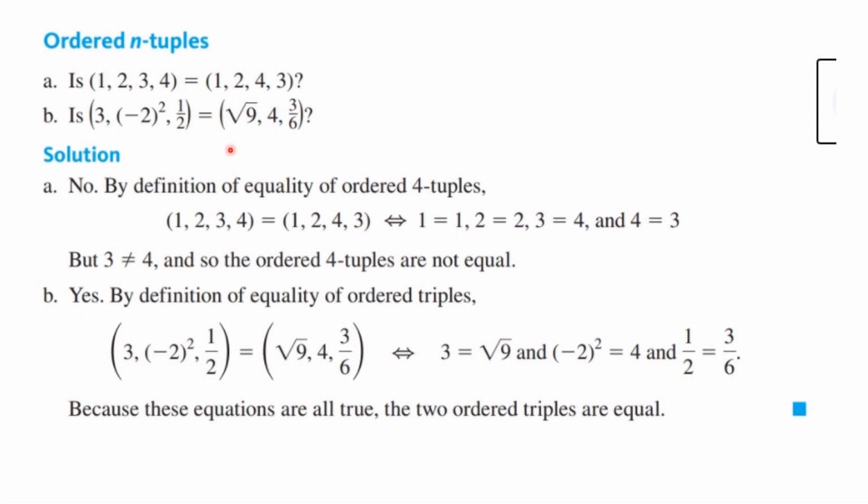The answer should be the first one is not true because the third element is 3 here and 4 here. They're not the same 4-tuple. Number B, they are the same because the numbers are equal. 1/2 is actually equal to 3/6, minus 2 whole squared is 4, and the principal square root of 9 is 3.